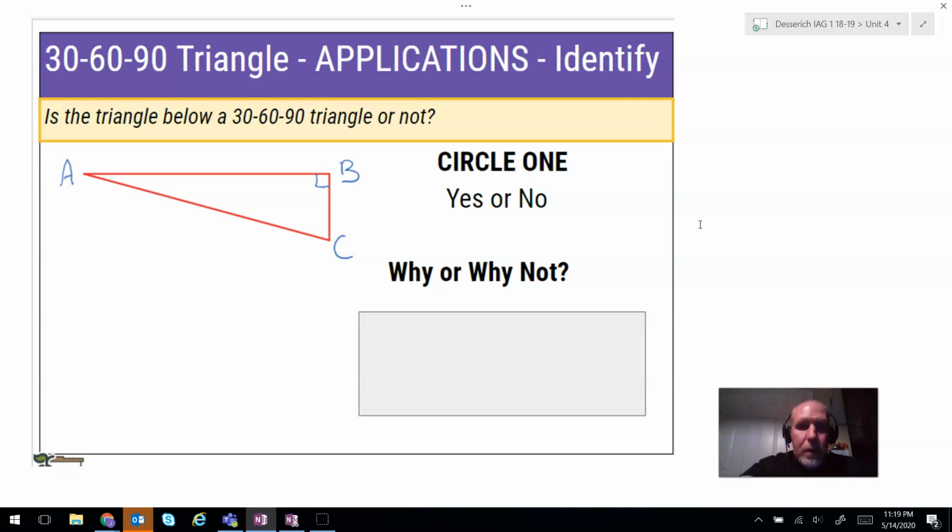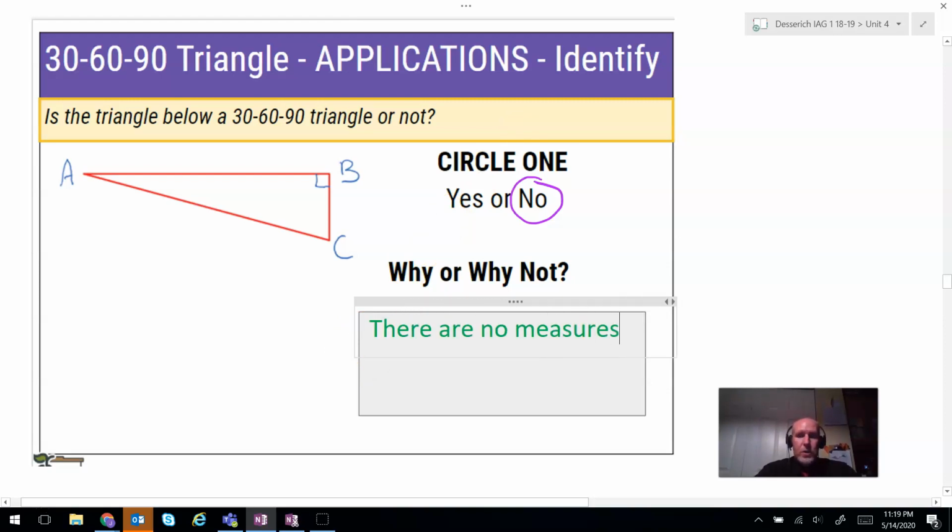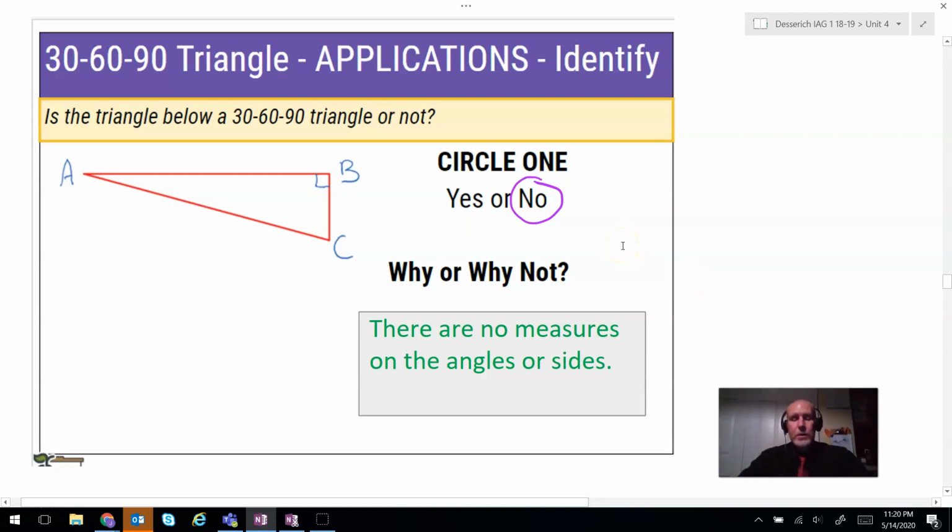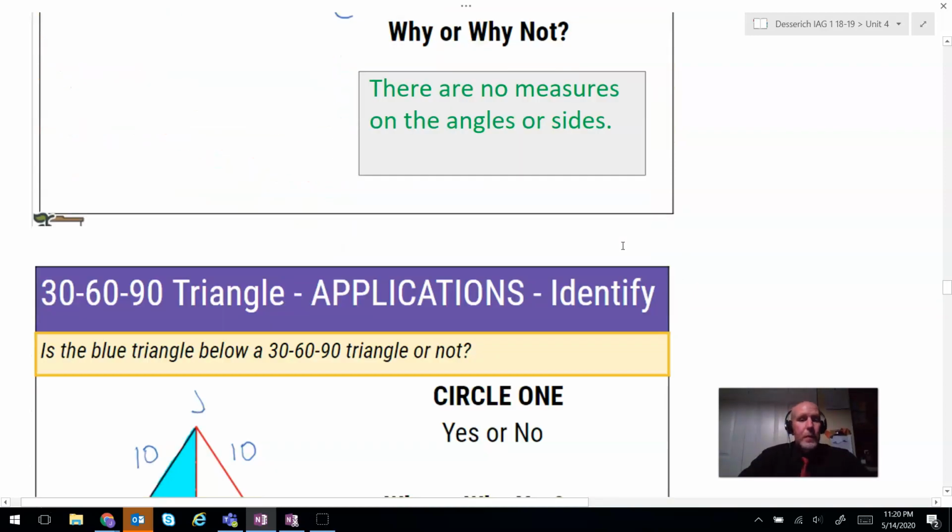It may look like one, but we are going to have to say no here. We have to say no because there are no measures on the angles or sides. So we have no way of knowing if it is a 30, 60, 90 triangle. No measures on the angles or sides. So we just have really no way of knowing. So we really can't tell. Okay, so we wouldn't be able to use the special properties of 30, 60, 90 triangles here. We just don't know if it is one.